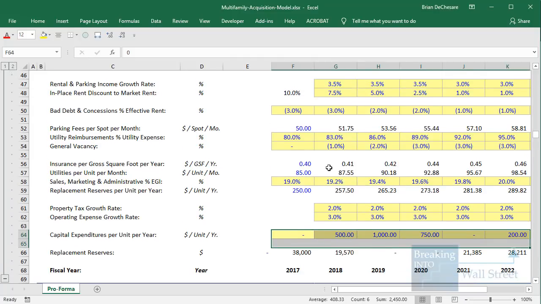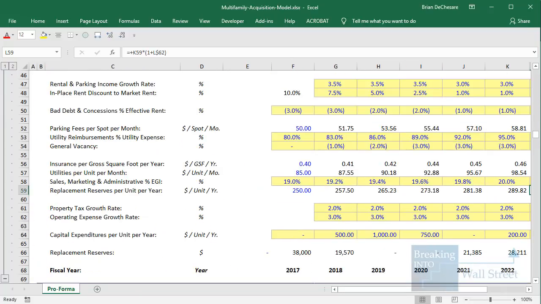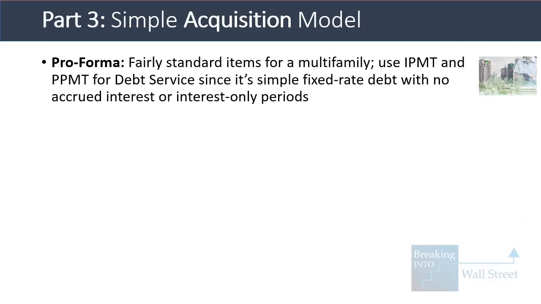You can see our vacancy rate also goes up from 0% right now, which is astounding, up to about 3%, which is more in line with what you'd expect for multifamily properties. So those are some of our high-level assumptions here. Once we have those, then we can build our pro forma, which is fairly standard. We'll also use the IPMT and PPMT functions for the debt service because it's simple fixed rate debt with no accrued interest and no interest-only periods.